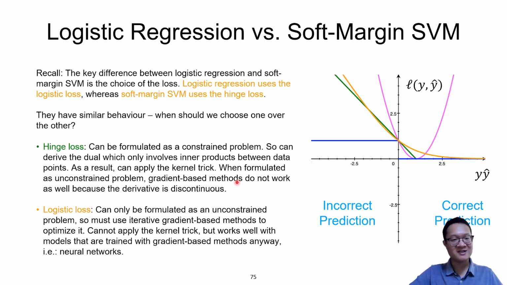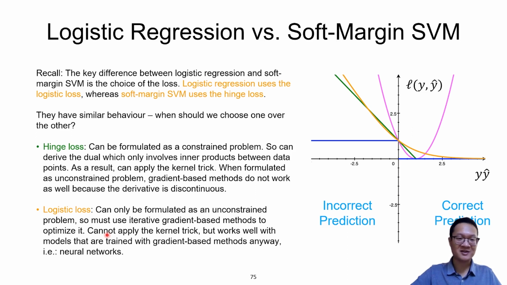When we use the unconstrained problem, it doesn't actually work that well with iterative gradient-based methods because the derivative is actually discontinuous. I think it should actually work not too badly, but not as well as the logistic loss. The logistic loss can only be formulated as an unconstrained problem, so we must use iterative gradient-based methods to solve it. As we also discussed, we can't really use the kernel trick.